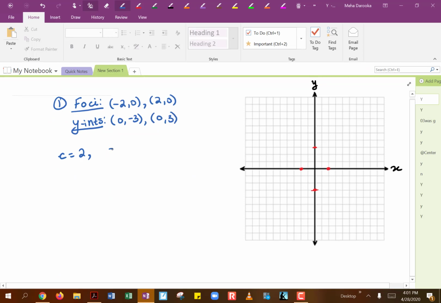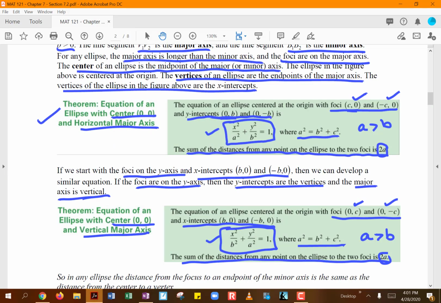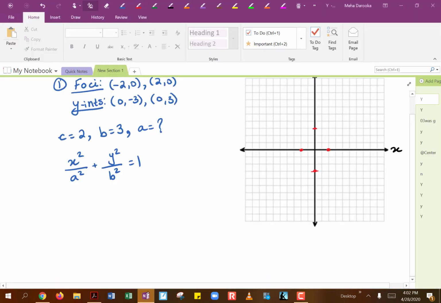So that tells us our b variable is going to be positive 3, which means we need to find our a variable. So again, your general form of the equation is x squared over a squared plus y squared over b squared equals 1. And the relationship between a, b, and c is a squared equals b squared plus c squared. So we're going to use that to help us come up with this equation.